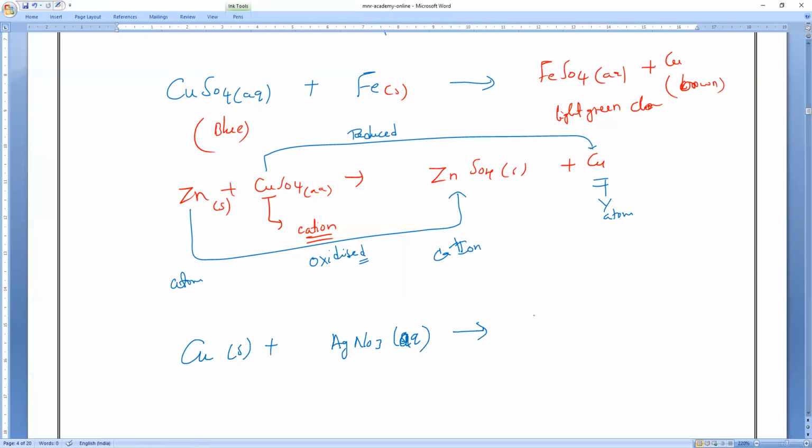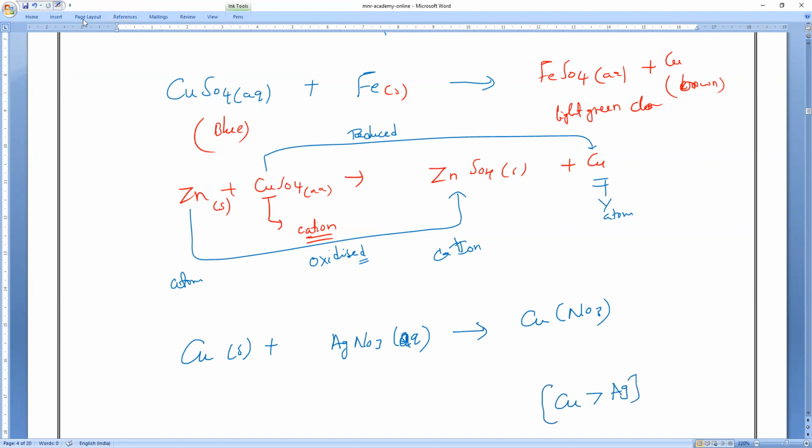Very important reaction. Check it. Silver is more reactive, or copper is more reactive? Remember the series: I like hydrogen, call copper, mercury, silver, Ag. So is copper more reactive or silver more reactive? Copper is more reactive than silver. So the reaction will take place.